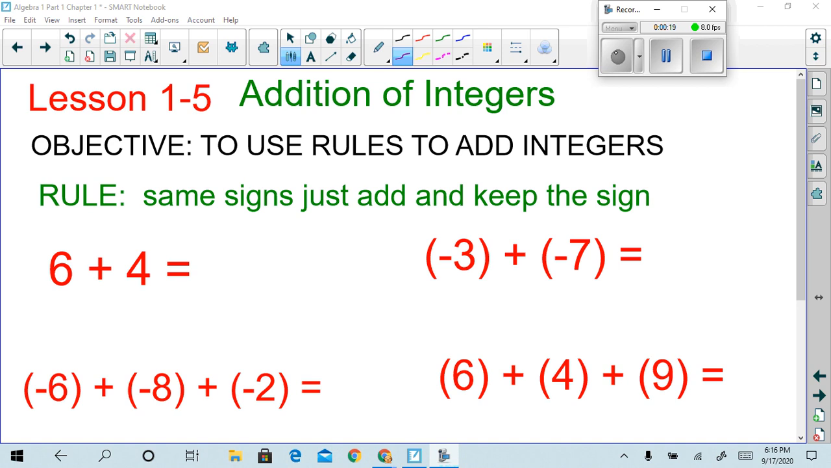I'm going to break this rule down into two parts, and we'll start first with when the signs are the same. The rule is if the signs are the same, you just add and keep the sign. Let's see a few examples. 6 plus 4 is just 10. And again, the signs are the same. You add and keep the sign. -3 plus -7, signs are the same. You add and keep the sign.